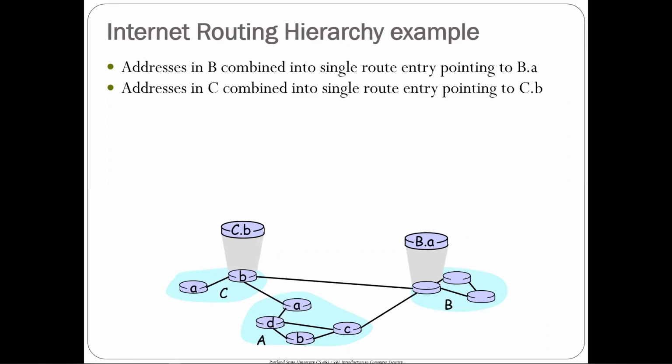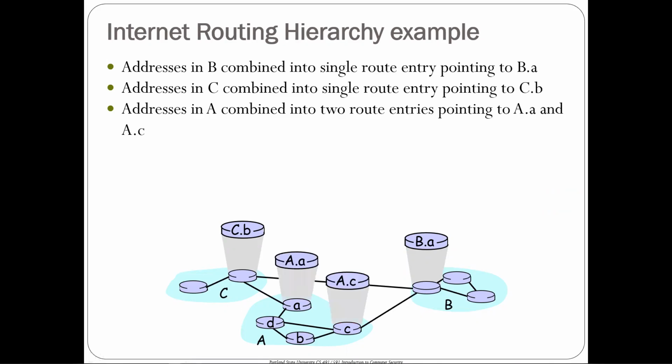Addresses in C are likewise combined, and the only node that other ASs see in ISP-C is C.B. And then those internal nodes are hidden. And likewise, A has two border routers, little a and little c. And so the internal nodes within capital A are then hidden. Now you have these border routers, and between these border routers is what you'll run BGP with.